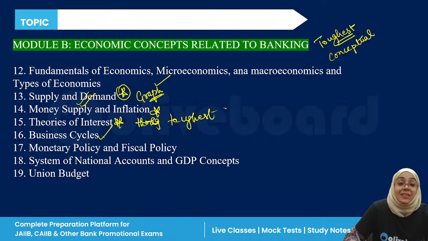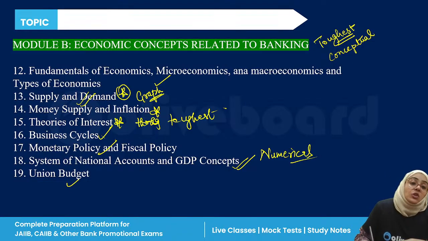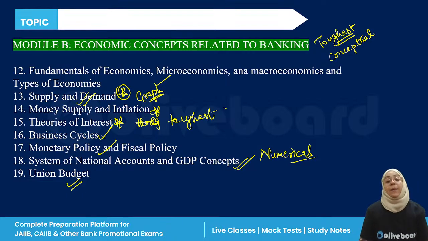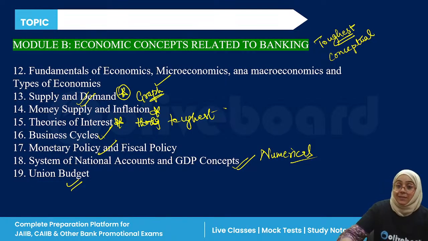Very important: business cycle, monetary policy, fiscal policy. From GDP concepts and national income, you will get numerical questions in the examination. The Union Budget is again very important. So this is all about module B: microeconomics, macroeconomics, supply and demand, money supply and inflation, theories of interest, business cycle, monetary and fiscal policy, national accounts and GDP concepts, and the Union Budget. A very conceptual module, the toughest of the complete syllabus.